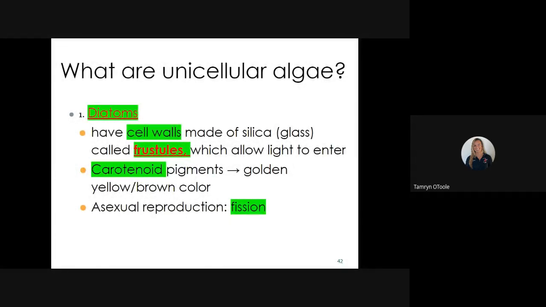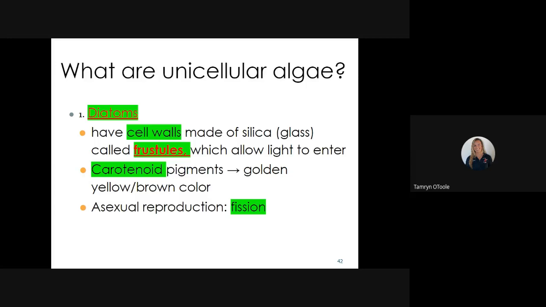All right, so some unicellular algae. This is your first bullet point if you will fill this in with the word diatom. So a diatom, and I actually think diatoms are super cool. They are some of my favorite things to look at underneath a microscope because they have cell walls that are made of silica, which is a glass-like substance. And these are called frustules. So I want you to fill in that second blank as well. And the whole point of having these cell walls made of glass, made of silica, is to allow light to enter because they have to go through photosynthesis.